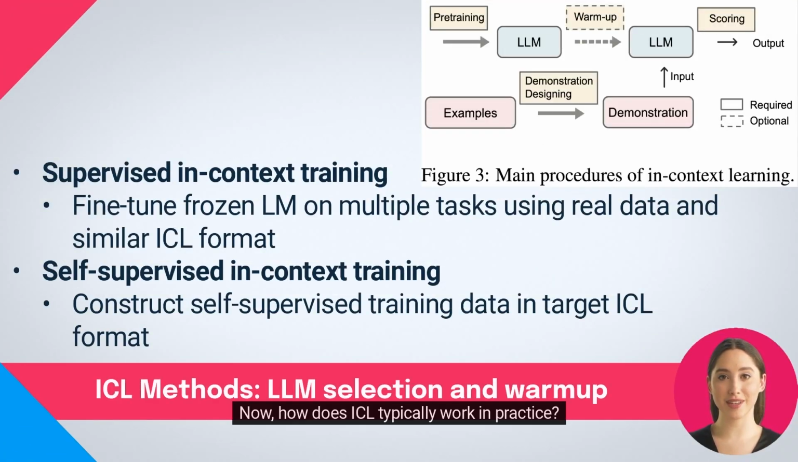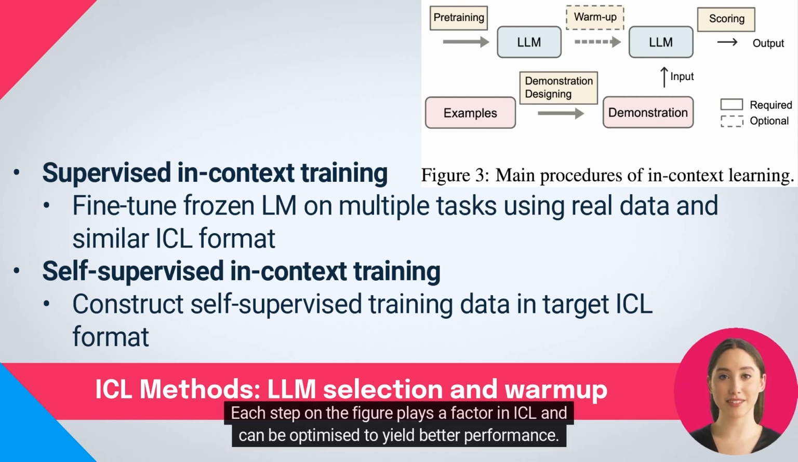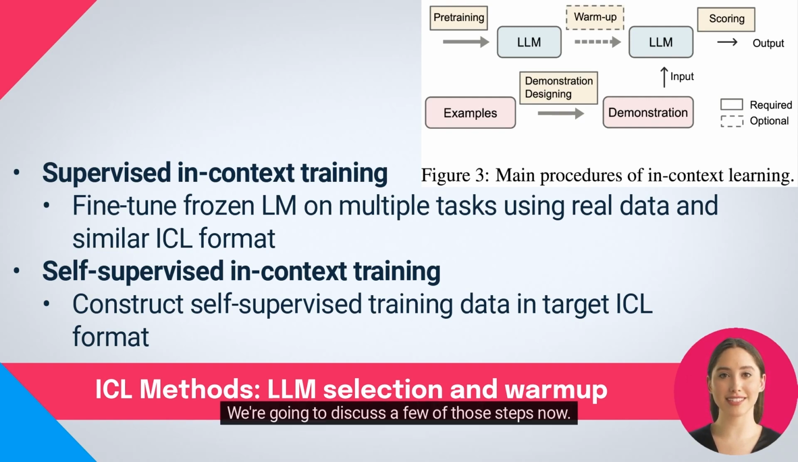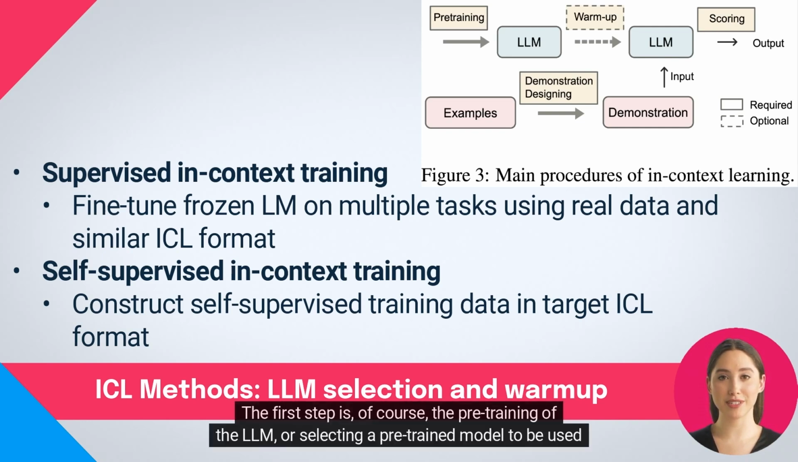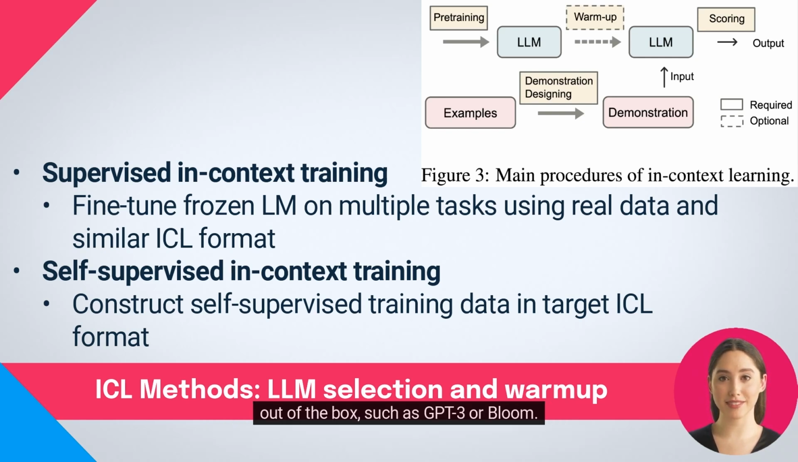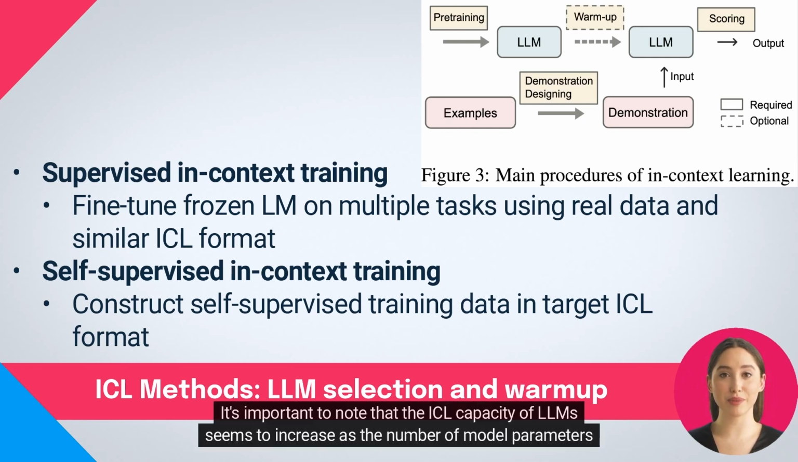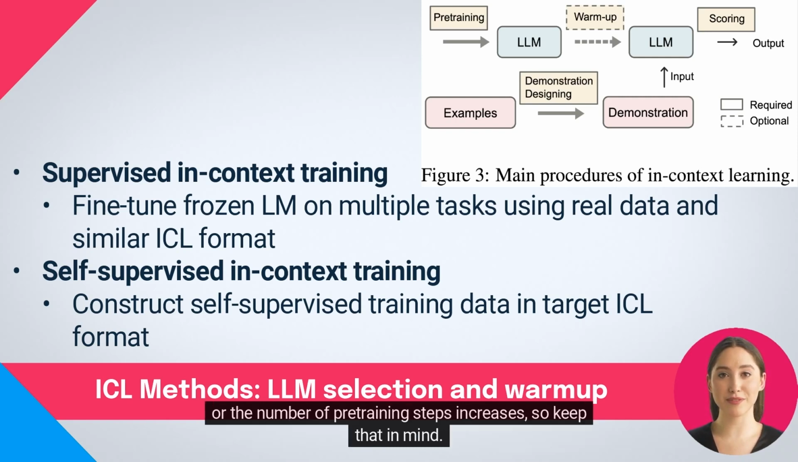Now, how does ICL typically work in practice? The figure on the right illustrates a typical ICL process. Each step on the figure plays a factor in ICL and can be optimized to yield better performance. We're going to discuss a few of those steps now. The first step is, of course, the pre-training of the LLM, or selecting a pre-trained model to be used out of the box, such as GPT-3 or Bloom. It's important to note that the ICL capacity of LLMs seems to increase as the number of model parameters or the number of pre-training steps increases, so keep that in mind.